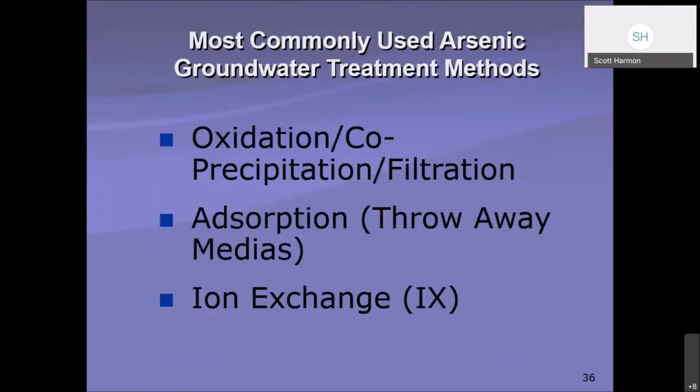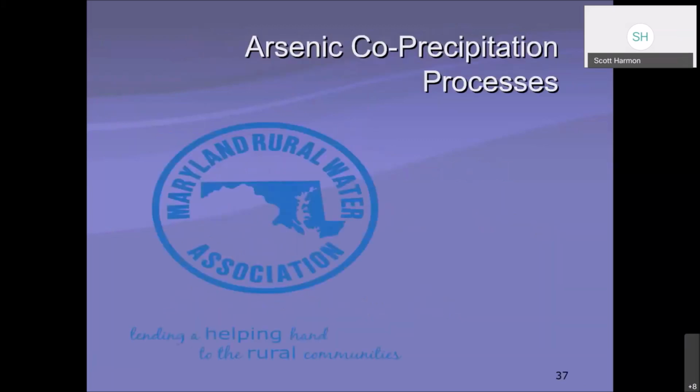So here is, in my mind, at the time that this was created, the most commonly used arsenic groundwater treatment methods, right? Oxidation, co-precipitation, and filtration, the adsorptive or throwaway type medias, and ion exchange. Now, I'm not so sure that in this day and age those are the most commonly used ones. I think membrane filtration probably is in the top 3 now, but these are still commonly used ways of dealing with the arsenic. So let's talk about the arsenic co-precipitation method, right?